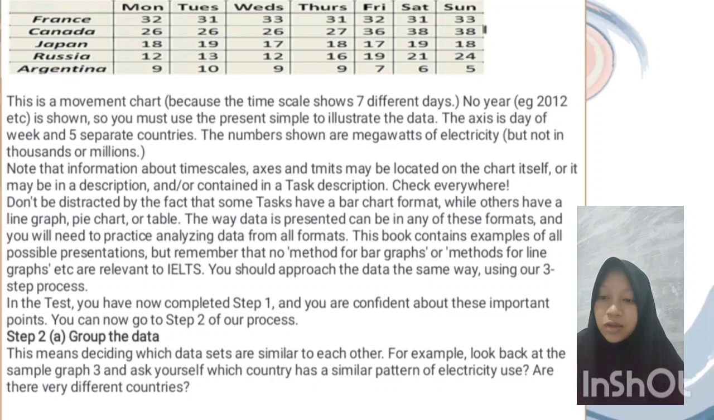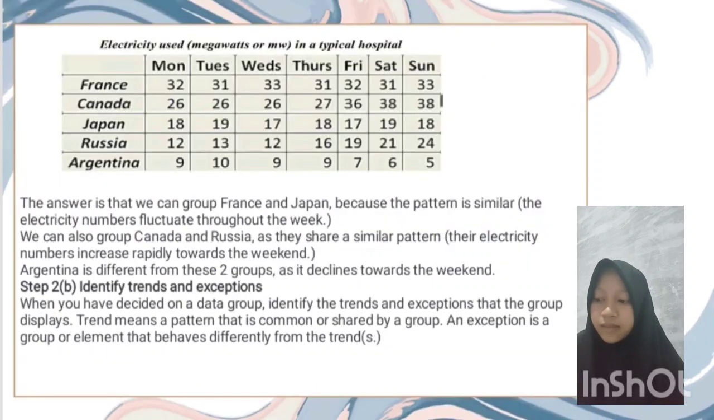For example, look back at sample graph 3 and ask yourself which countries have a similar pattern of electricity use. Are there very different countries? The answer is that we can group France and Japan because the pattern is similar.